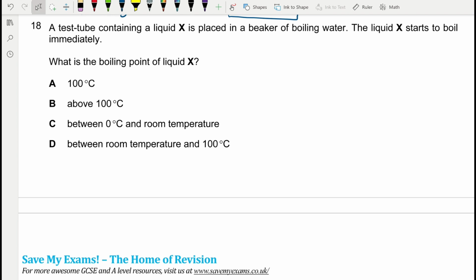Question 18. A test tube containing a liquid X is placed in a beaker of boiling water. The liquid X starts to boil immediately. What is the boiling point of liquid X? Because as soon as liquid X is placed in boiling water, it starts to boil immediately, that tells us that the boiling point of X must be lower than the boiling point of water, but it must be higher than 25 degrees Celsius because at room temperature before it was placed in boiling water, it was a liquid. That means this is at 25 degrees Celsius. So answer is D.